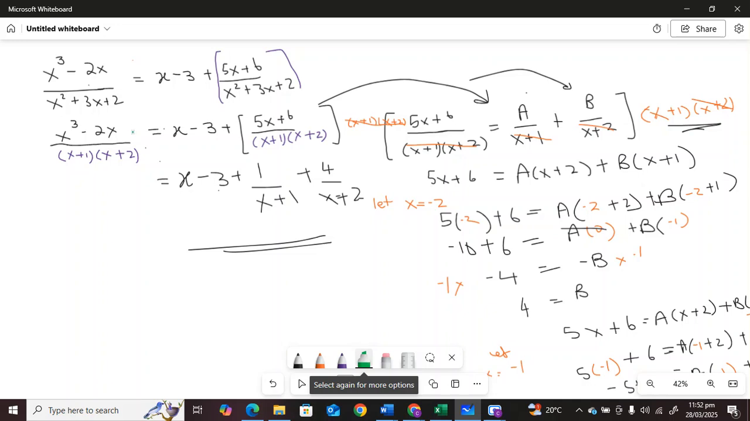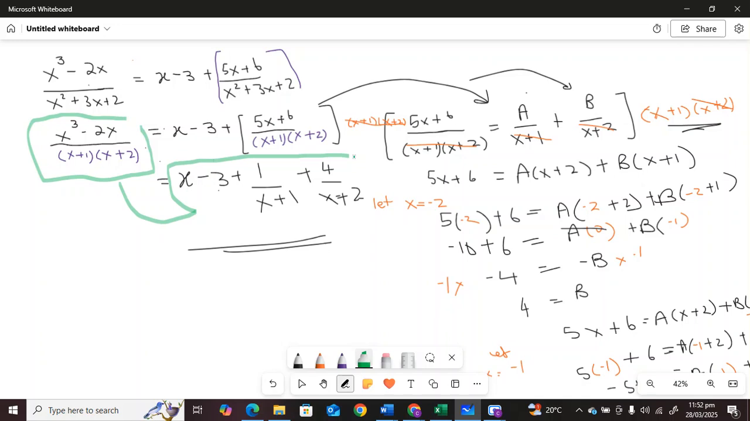In short, what we've done here is this expression has been broken down into this. That's what the question wanted when they say into partial fractions. In your spare time, you can try to.